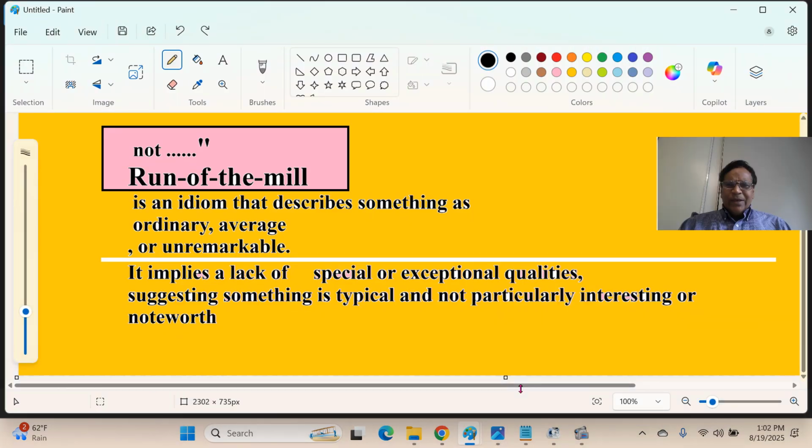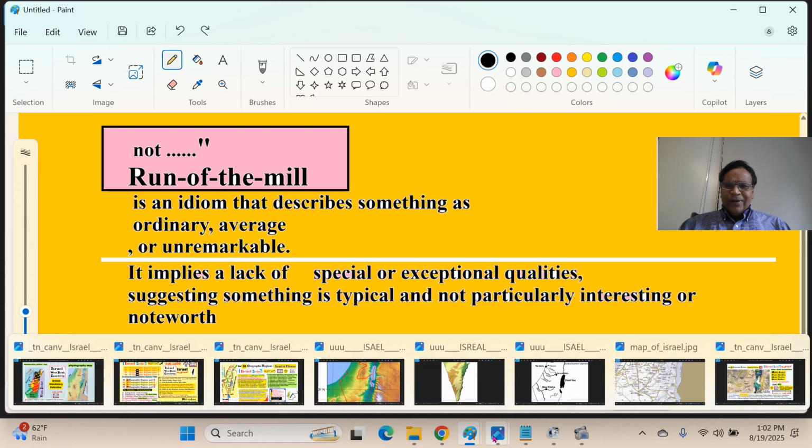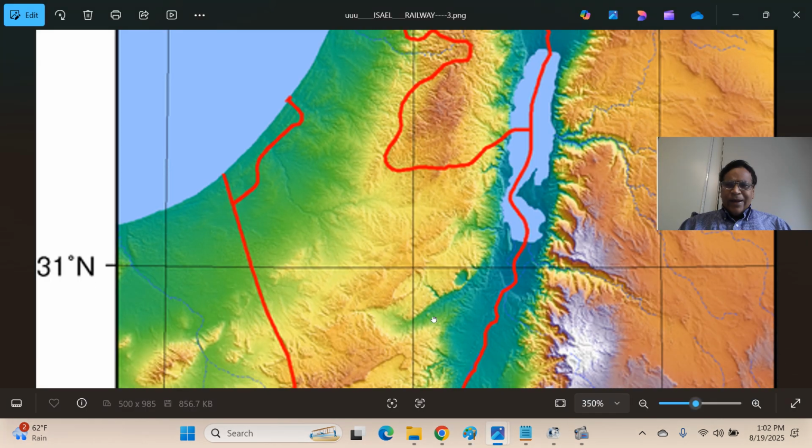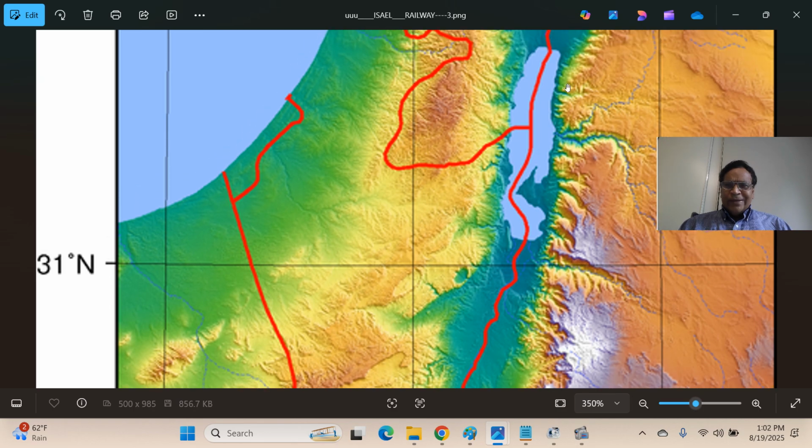So this is not a run-of-the-mill talk. I have put a lot of effort into this so that the users will get a greater and broader understanding of this fascinating region. So here I am showing the landmark is the Dead Sea.